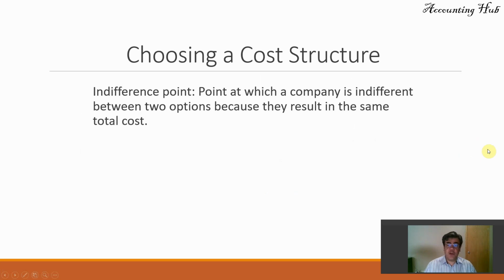First of all, choosing a cost structure. We have two different cost structures, option one and option two. We need to decide which one we will be taking. And how do we do that? With the indifference point. That is the point at which a company is indifferent between two options because they result in the same total cost. So if they have the same cost, it doesn't matter.